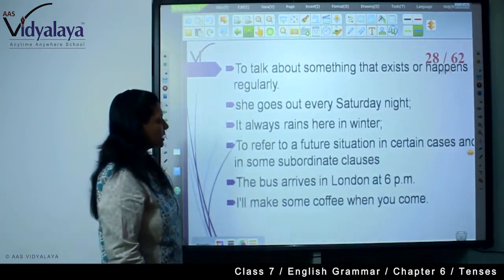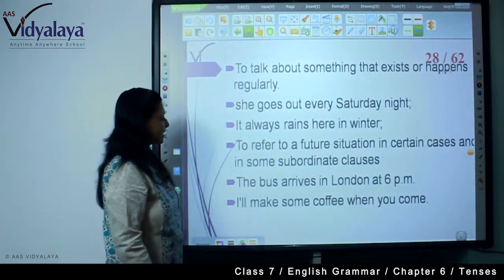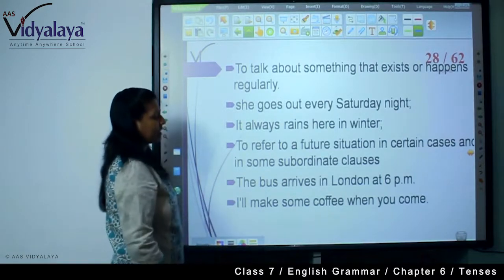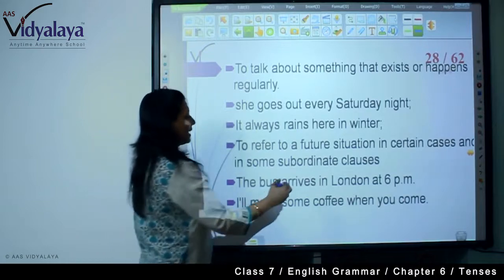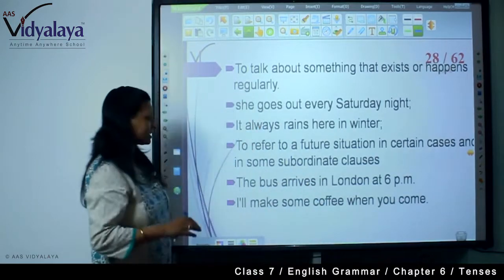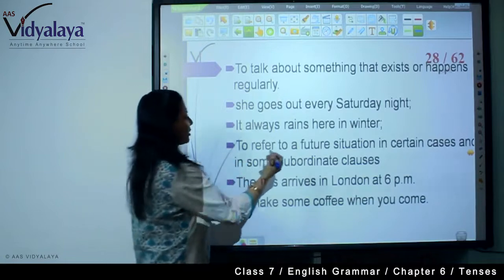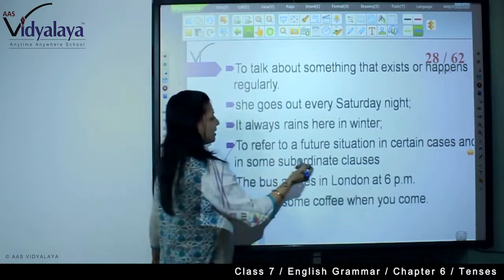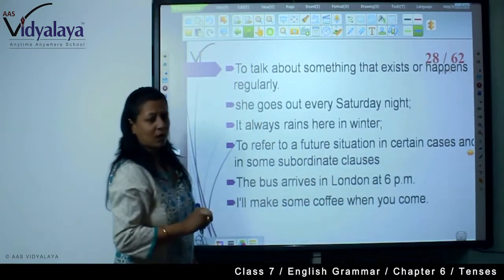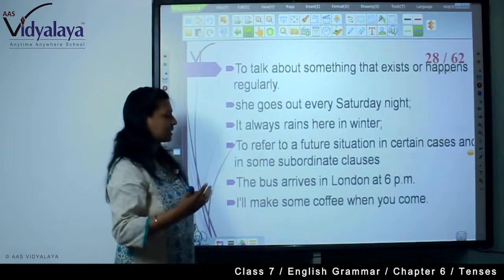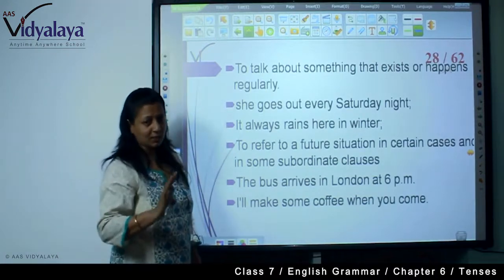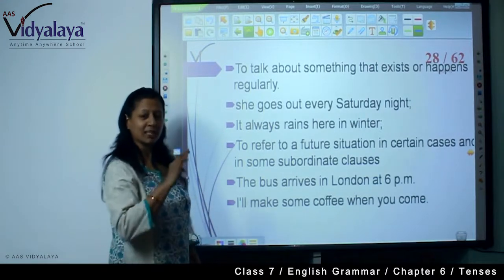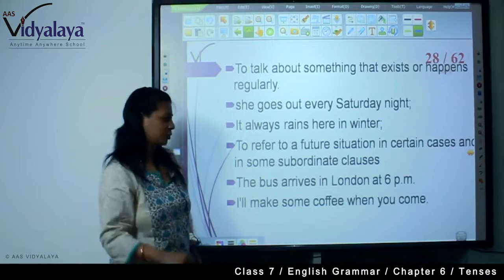To refer to a future situation in certain cases and in some subordinate clauses. For example, the bus arrives in London at 6 p.m. Right? Now suppose it's 3 o'clock and someone is informing, the bus arrives in London at 6 p.m. It's not now 6 p.m. So instead of writing "the bus will arrive in London at 6 p.m.", we can say "the bus arrives" because this is a regular feature.